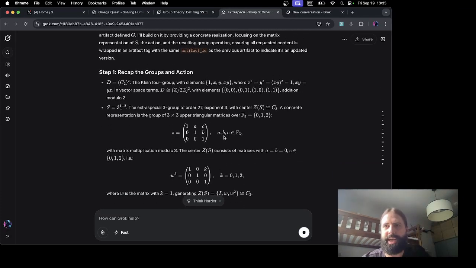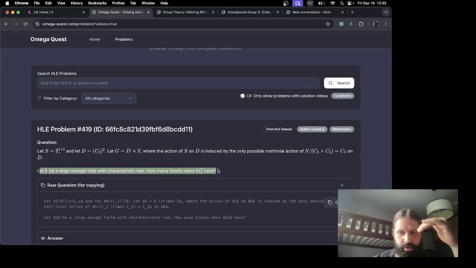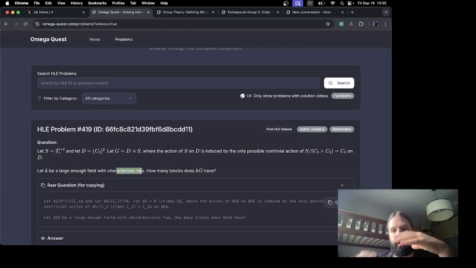Because remember, now we are getting at the tough part. We've got G, and now we have to tackle the actual question, which is how many blocks does KG have, K being a large enough field with characteristic 2. So now we're looking for examples of G, and the next thing is we need to look for representations of G over a field, right?